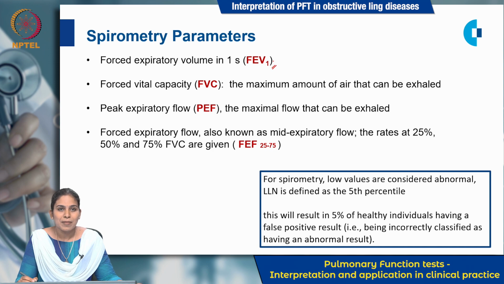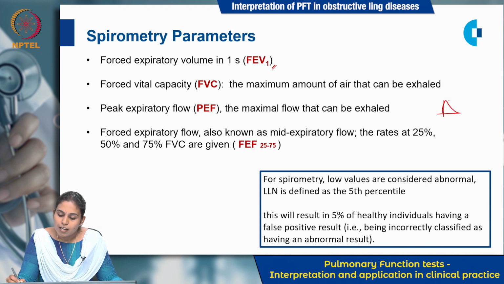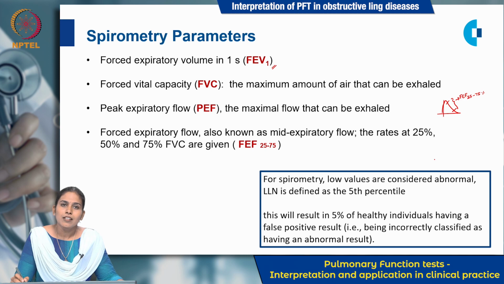and your peak expiratory flow is the maximal flow that can be exhaled after inspiration, and the forced expiratory flow, which is also known as the mid expiratory flow, is, for example, if this is the expiratory limb, then the 25 to 75 portion of your expiratory limb. This flow forms your forced expiratory flow, which is between the 25 to 75 percent of your total expiration. So now comes the question: what is the difference between the volume and the flow?